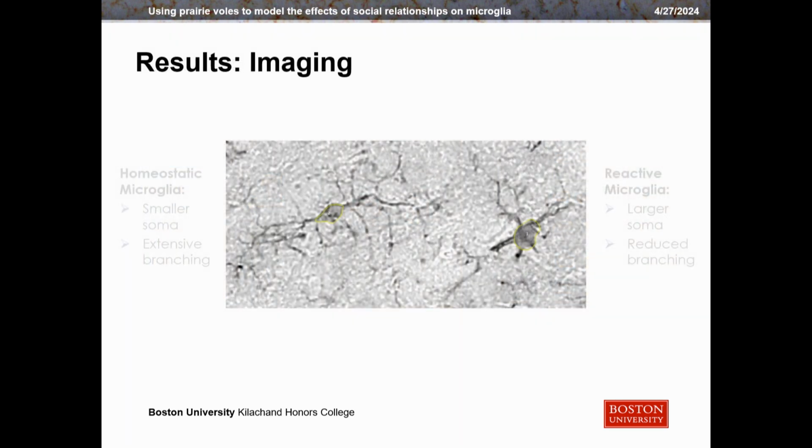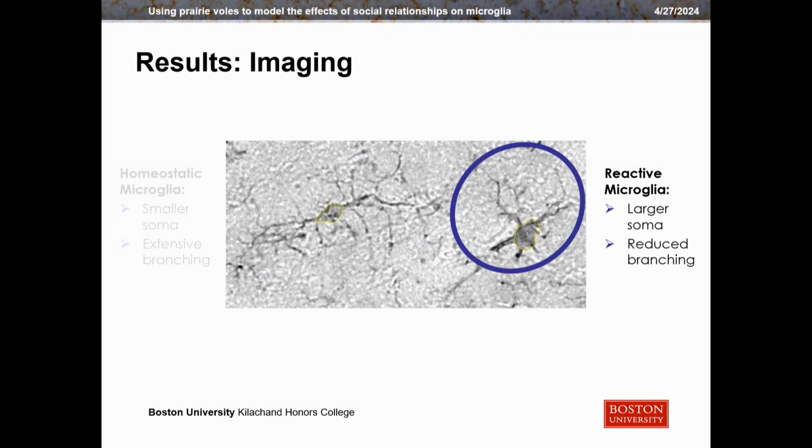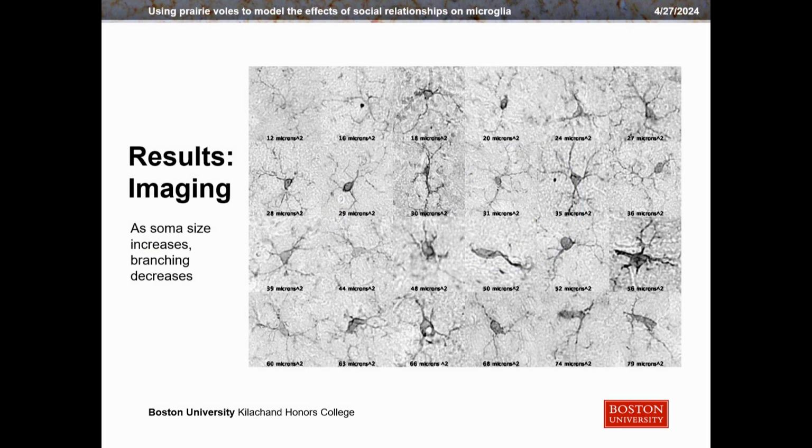My imaging results were able to provide characteristic examples of homeostatic and reactive microglia in the brain. On the left, you can see a homeostatic microglia with a smaller soma and extensive branching. And on the right, you can see a reactive microglia with a larger soma and reduced branching. Additionally, I was able to create a montage of photomicrographs showing that as soma size increases, branching decreases.